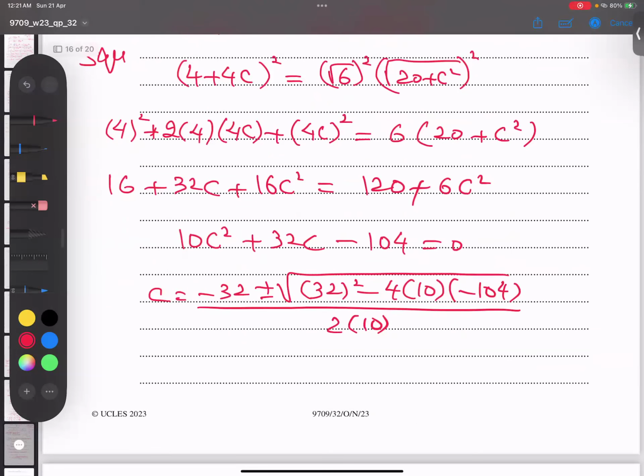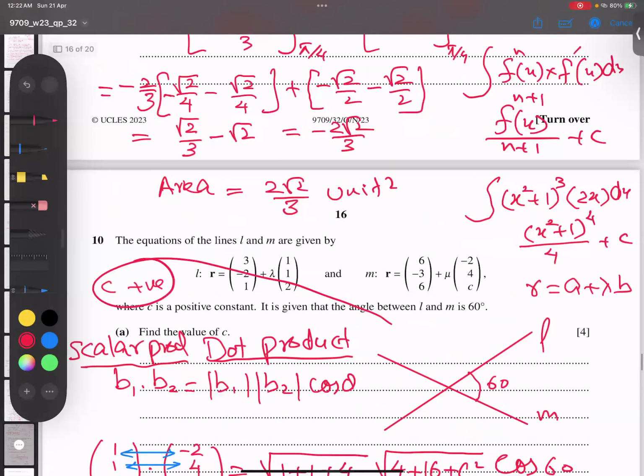No need to show the further working. I'm getting negative 32 outside, plus root of 32 squared plus 4 times 10 into 104, and down I have 20. My answer is coming with two answers. The second answer is definitely coming negative. I will not take the negative value because he said on the top that C must be positive. But I will show my working, then I will leave it. My second answer is coming negative 26 over 5, ignore. Because he said on the top that C is positive, that is fine.